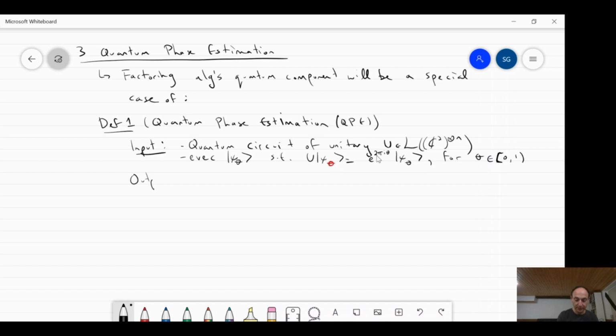What's the output? Let's be clear, the input here is a classical thing, the description of the circuit for U. And you also get a quantum thing, a physical copy of this eigenvector. So that in principle, given the description of the circuit, you can run the circuit on the eigenvector. And the output is, what do we want? We want the phase, theta.